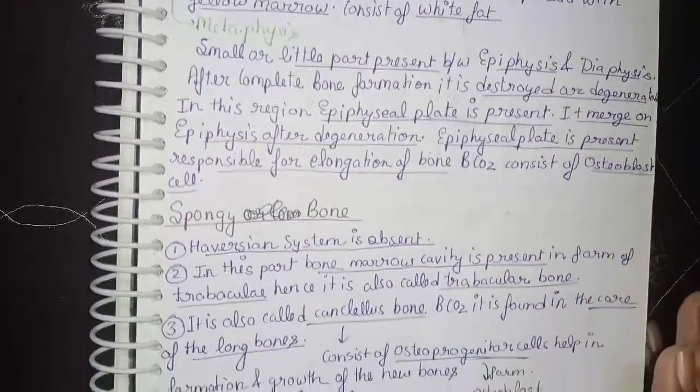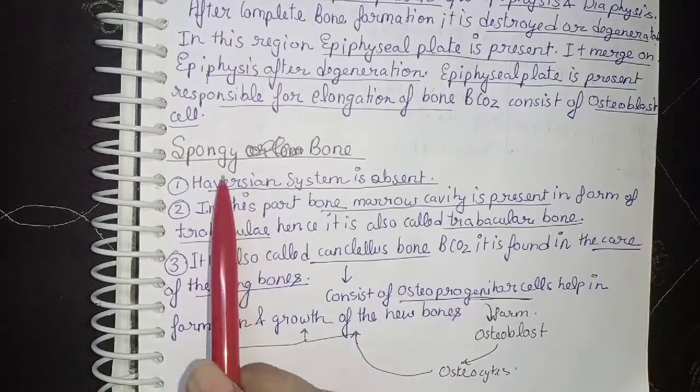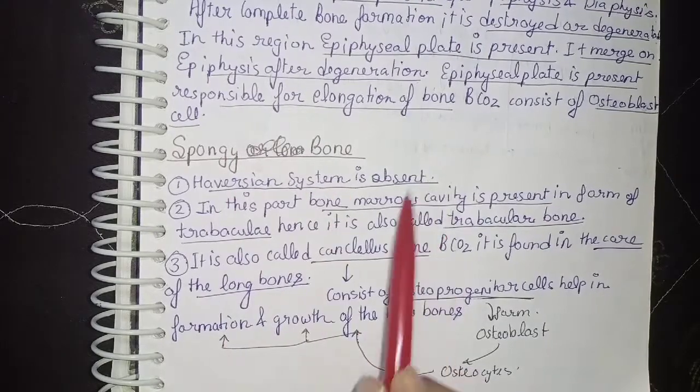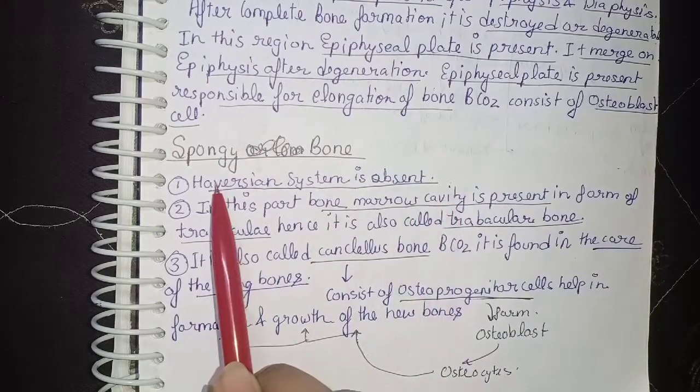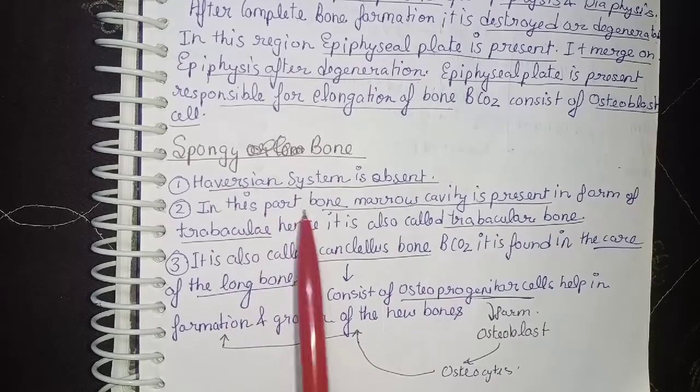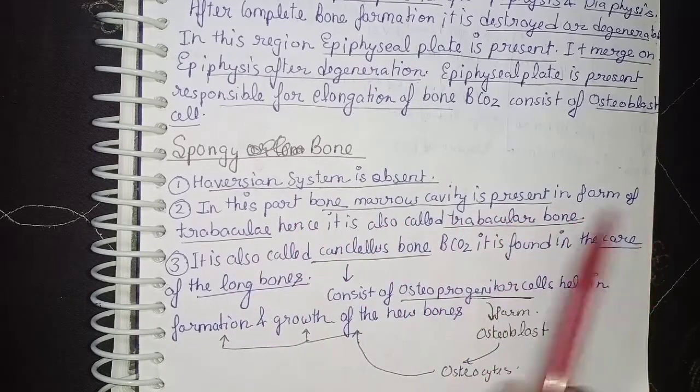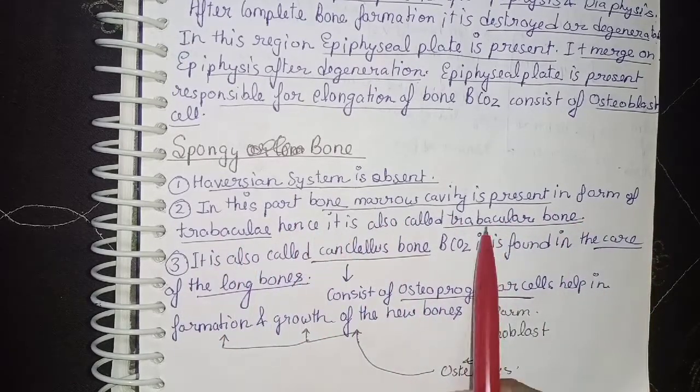Now coming to spongy bone. In the spongy bone, the Haversian system is absent. So in the spongy part of the bone, the Haversian system is absent. In this part, the bone marrow cavity is present in the form of trabeculae, hence it is also called trabecular bone.